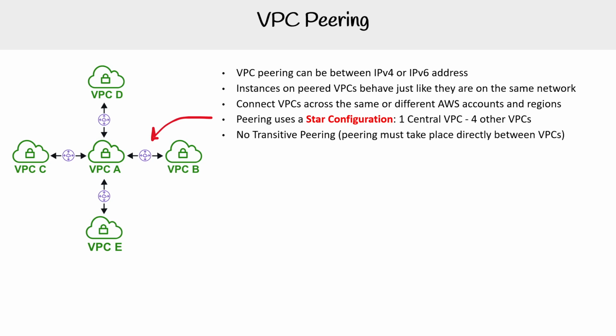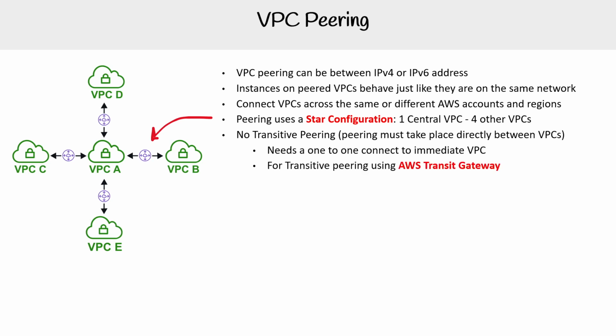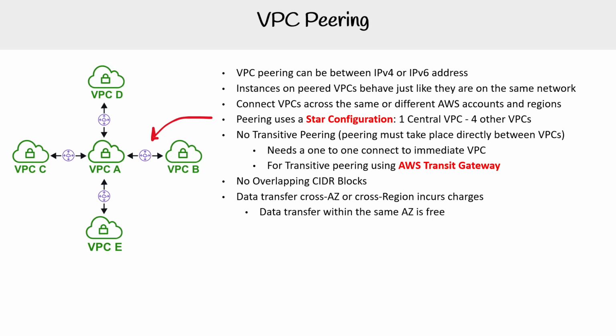There's no transitive peering, so peering must take place between VPCs. Again, if you want transitive peering, use Transit Gateway. It needs a one-to-one connection to the immediate VPC. For transitive peering, use AWS Transit Gateway, as I said here. It has no overlapping CIDR blocks, so it's not going to work if you have overlapping ones. Data transfer across the AZ or across region incurs charges. So if it's within the same AZ, no charges, but in all those other cases, there's going to be a charge.